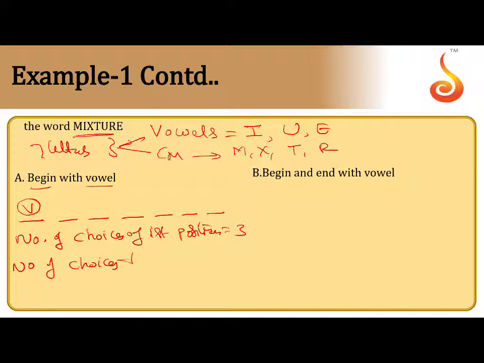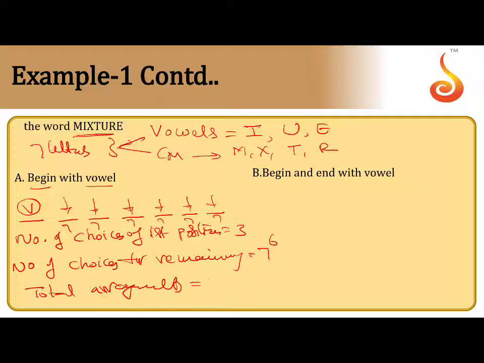Number of choices for the remaining positions: the second position has 7 choices, since repetition of letters is allowed. That will be 7, that is 7 power 6. Total arrangements by using the fundamental principle of multiplication: 3 into 7 power 6. That is the first case.